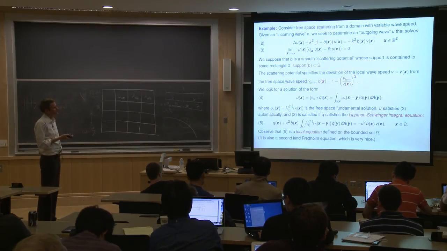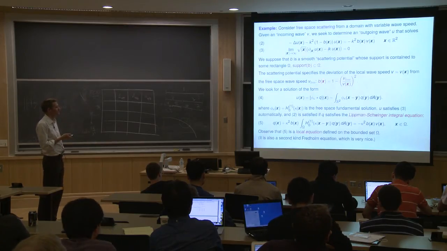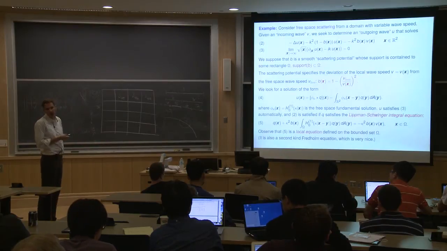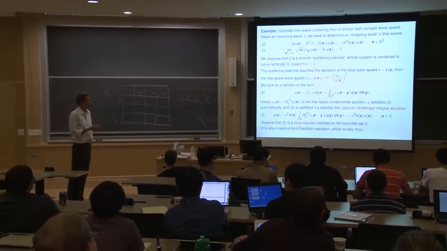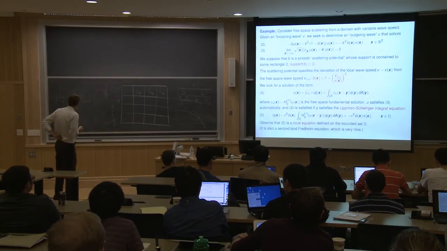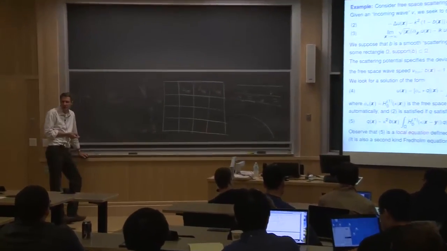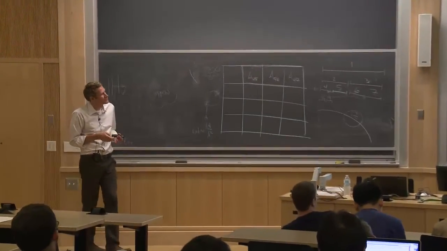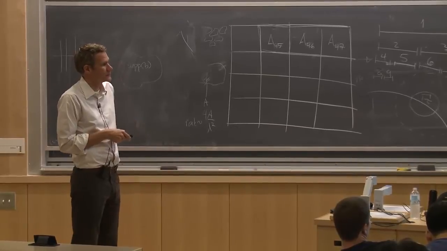Another, very similar way of doing it is to look for a solution that is a convolution between the free space fundamental solution and an unknown source distribution. Suppose that the scattered wave is given as a superposition of fundamental solutions weighted by this unknown source distribution, Q. As it happens, Q will be supported in the same domain as B. So once you do this, everything reduces to an integral equation that lives on the support of B.